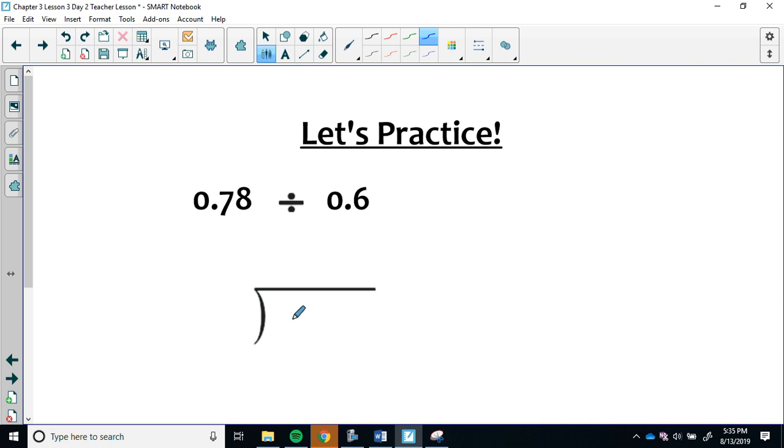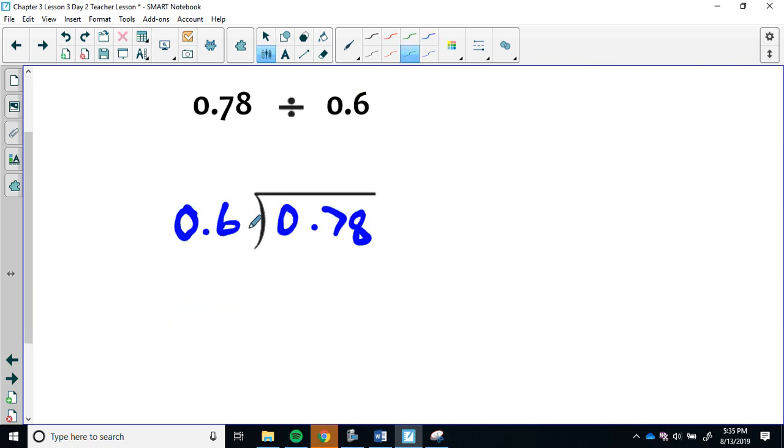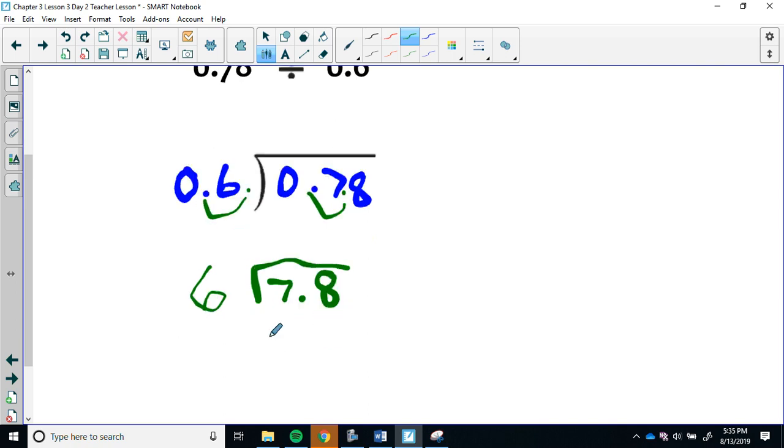Let's do one more. 0.78 divided by 0.6. So our goal, once again, is to get that decimal there. We move it one place, that erases everything else. And we're just left with 6, which means we move it one place here. But it falls between two numbers, so now we have to keep it in our answer. So 7.8. So 7.8 divided by 6.